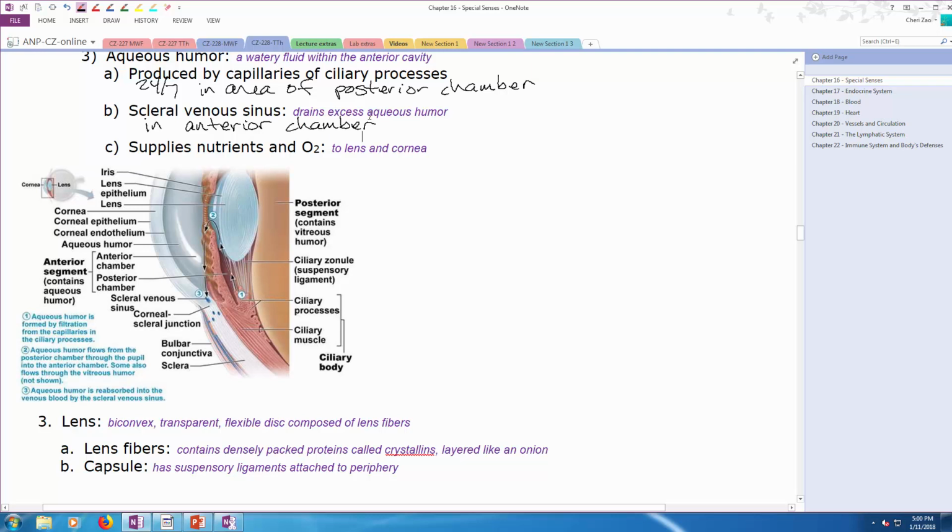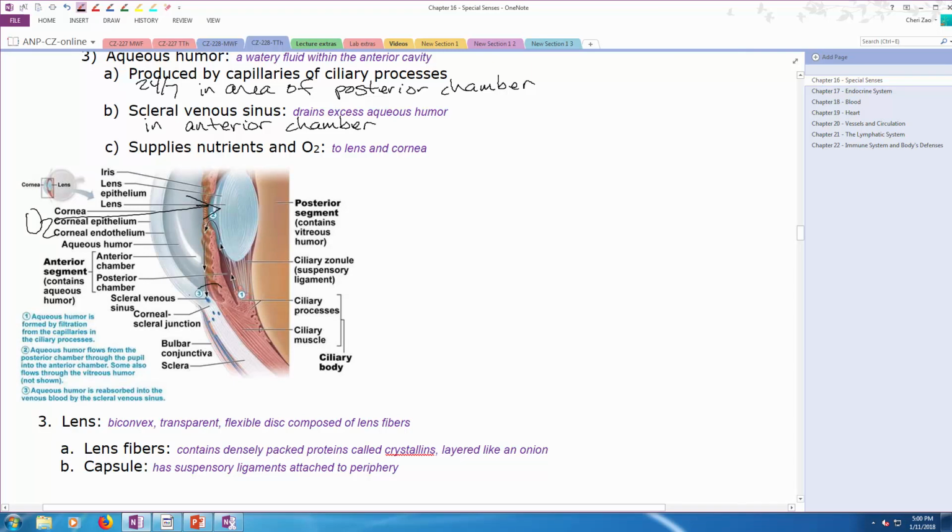And so this aqueous humor is going to supply nutrients as well as a low level of oxygen to our lens and our cornea. And our lens will still get oxygen from the outside world getting through our cornea into the area of our lens, and also providing nutrients for that.